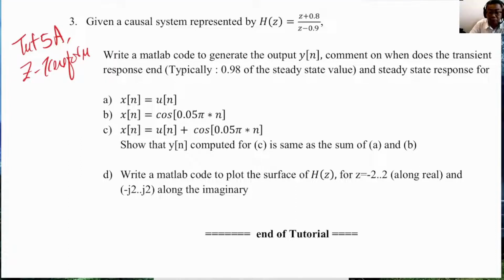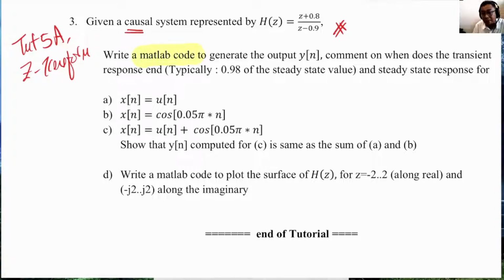Welcome back. This is tutorial 5A, Z-Transform. We are given a transfer function. We are told that it is for a causal system and it is represented by this H(z). We are asked to write a MATLAB code.